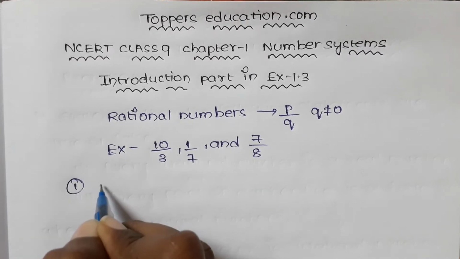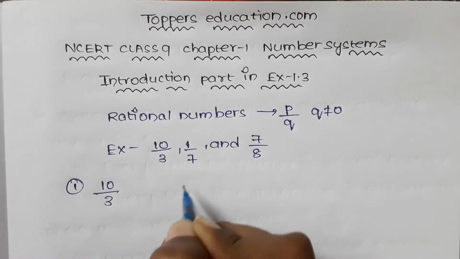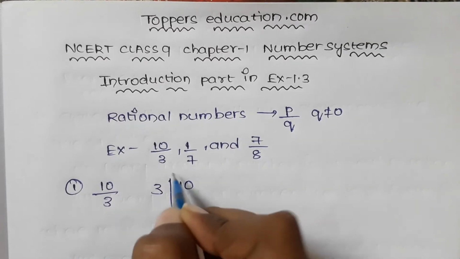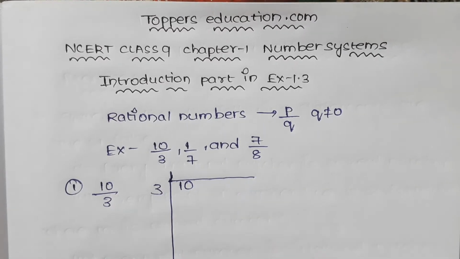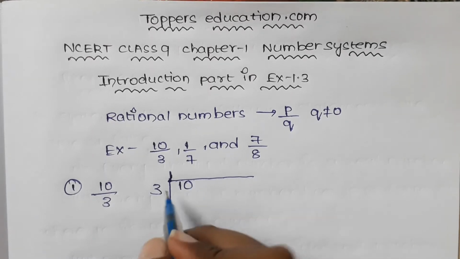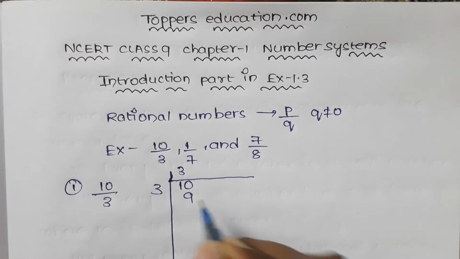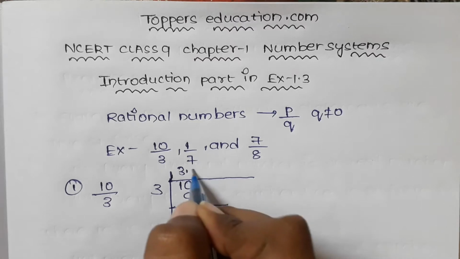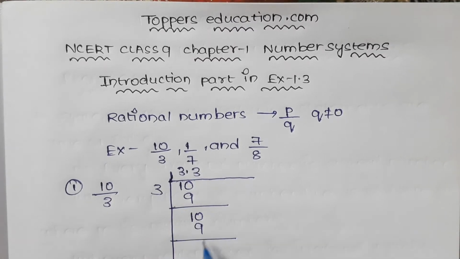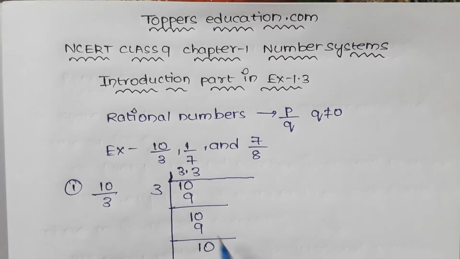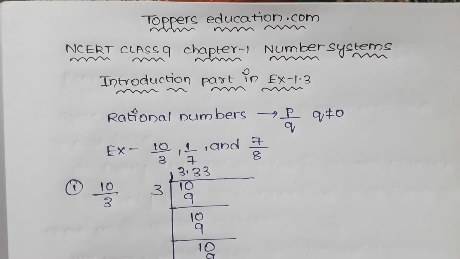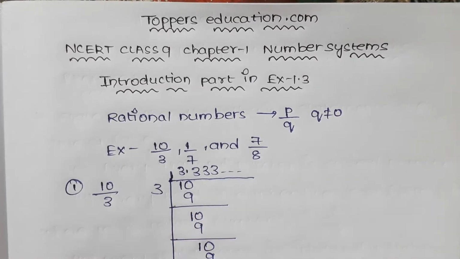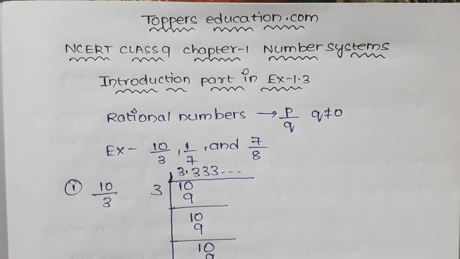First one is 10 by 3. Here is the 10, 3, and we should find the decimal expansion for this. 3 3s are 9. Here is the 1, we should keep a point here and keep 0. And again 3 3s are 9. Again 1, 0. 3 3s are 9. Again 1, we should keep 0. 3 3s are 9. Again 1, and so on.